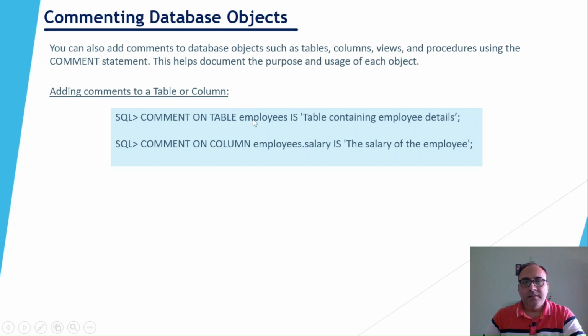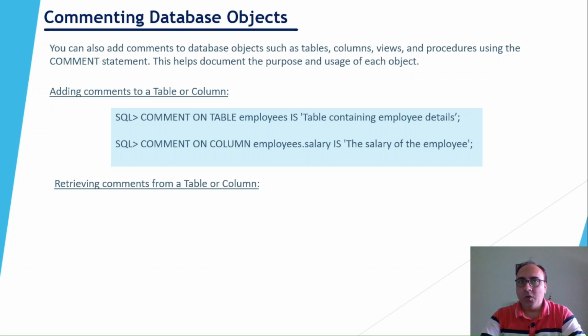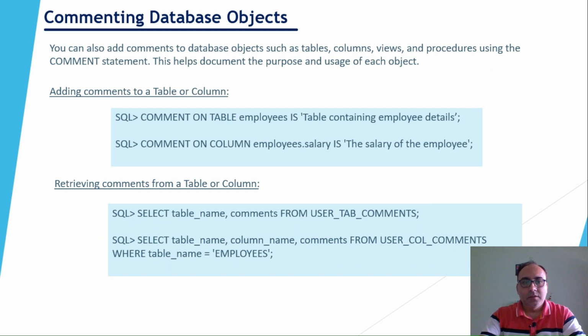Next we have comment on column. Comment on column employees.salary is 'the salary of the employee'. So here we are setting a comment on the salary column of the employees table. Next, we can see how we can retrieve comments from a table or a column. Select table_name, comments from user_tab_comments.